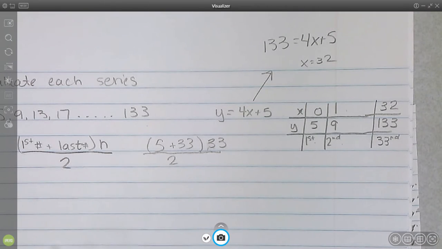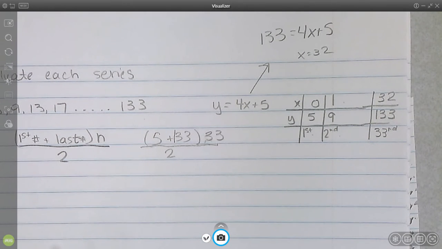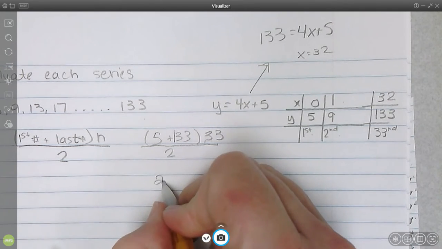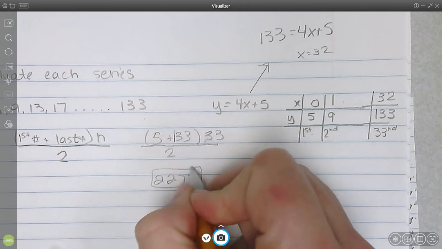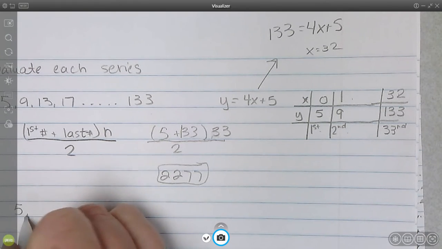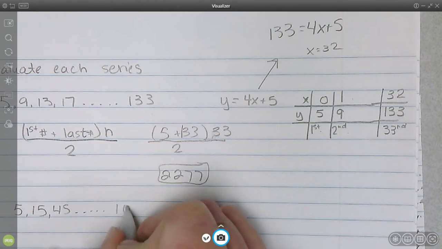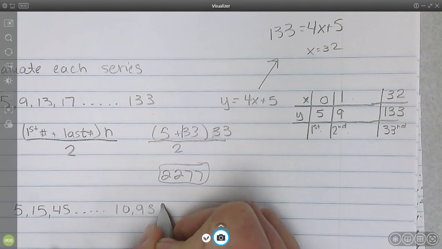So if you plug that into your calculator, 5 plus, oops, not 33, 133, times 33 divided by 2 gives you 2,277. So another one we can do: 5, 15, 45, all the way to 10,935.